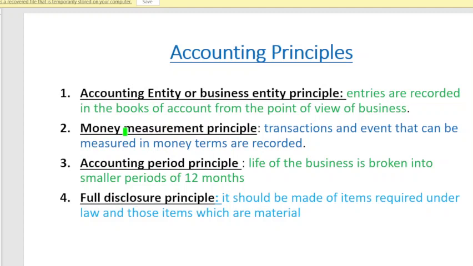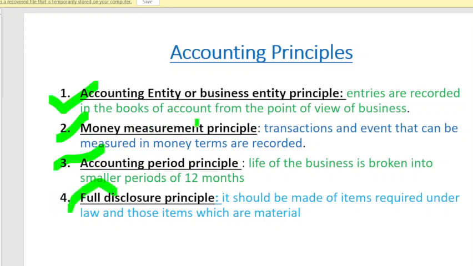Continuing the video, accounting assumptions, we have completed accounting assumptions, right? Now we will move to the next part, that is accounting principles. So here you see accounting entity or business entity principle, then second is money measurement principle, third is accounting period principle, and fourth is your full disclosure principle.